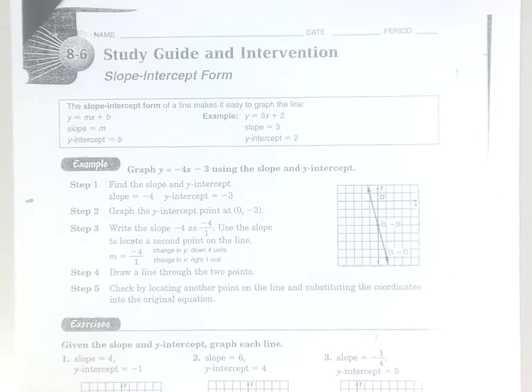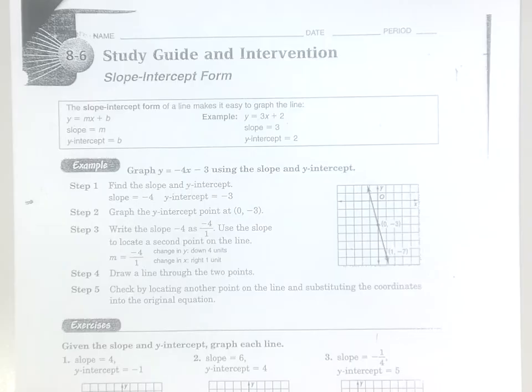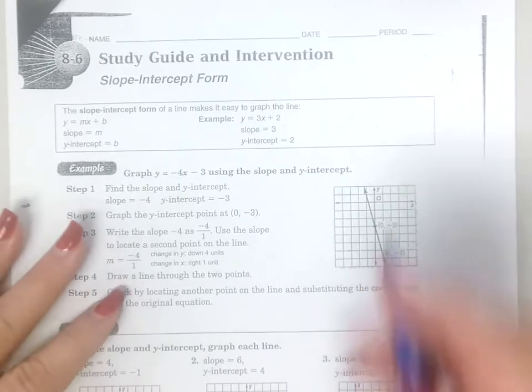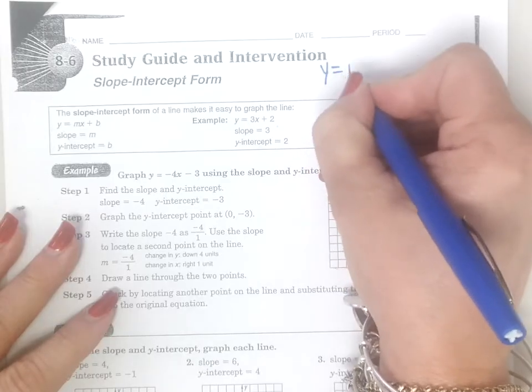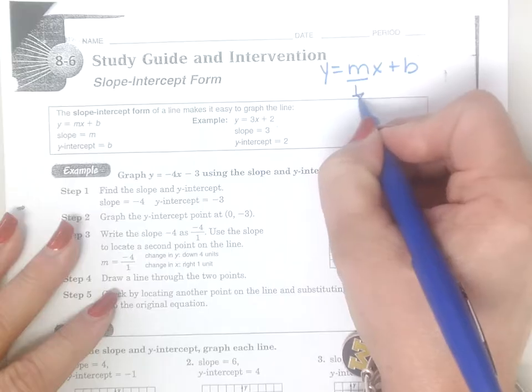All right, 8-6 study guide and intervention, slope-intercept form. So we're really going to dig deep into this equation, y equals mx plus b today. I've mentioned it before, but now we're going to actually apply these numbers.